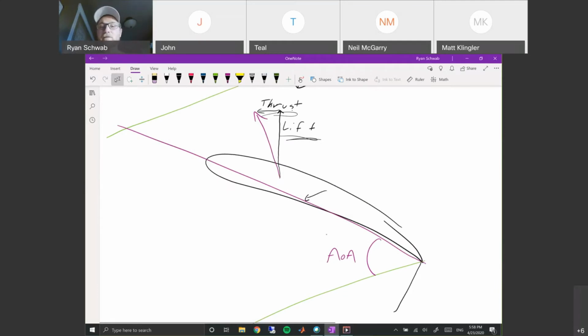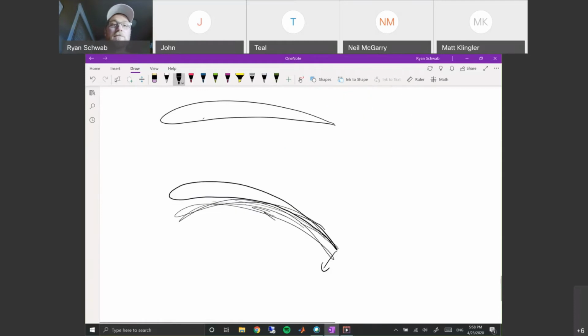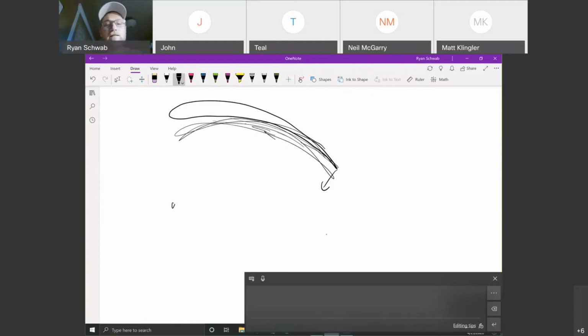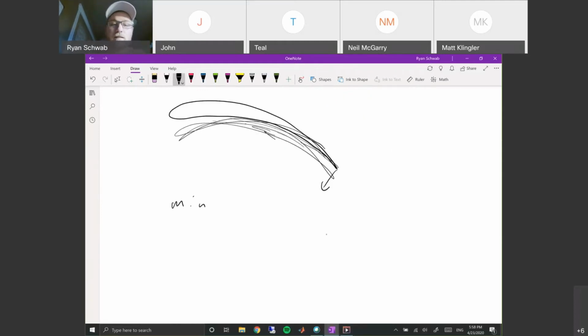With this, there's a point where you can imagine this lift force is almost perfectly vertical with only a little bit of thrust. That's what we usually refer to as minimum sink. MinSync is this point in your brakes where you have the most lift force so that you're descending at the slowest rate.